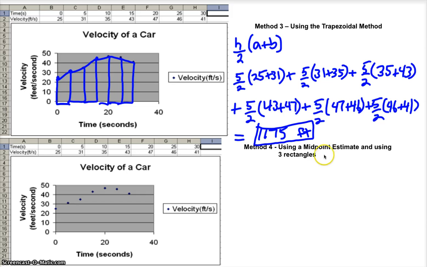Okay, the last method, the midpoint method here. And we're only going to use 3 rectangles here, and I'll show you why. Because we're going to divide this interval from 0 to 30 into only 3 rectangles. That means each one is going to be a 10-second interval. And we're going to use the data point in between for the height. So this one here is between these two. We'll use that as our height for the rectangle. And so we'll use that straight across and then straight down.